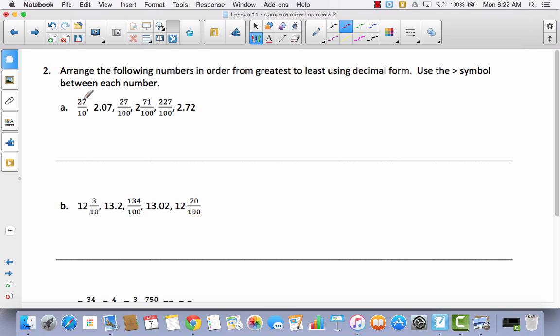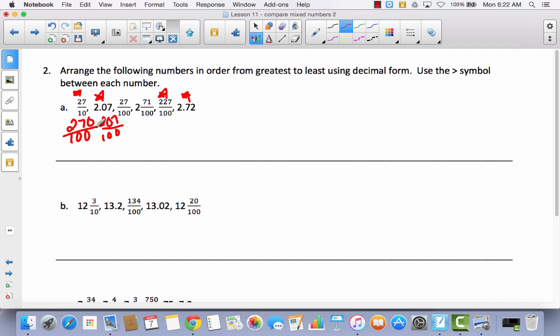Since we already have 1, 2, 3, 4 of them that are in fraction form, we should just go ahead and take this one and this one, and change this one to fraction form too. So if I have 27 tenths, that would be the same thing as 270 hundredths, right? And then if I've got 2 and 7 hundredths, that would be the same thing as 207 hundredths. So notice what I'm doing.